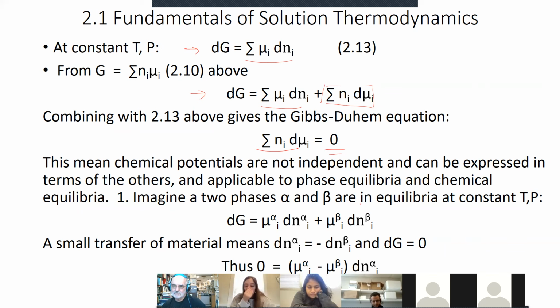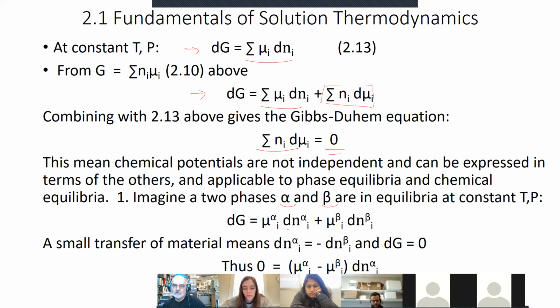Imagine a 2-phase system, phase alpha and phase beta, and these are in equilibrium with one another at constant temperature and pressure, so those derivatives fall away. Using this equation up above, the change in free energy is equal to the chemical potential of this component in phase alpha times dNi in phase alpha plus the chemical potential of i in phase beta times dNi beta. And then they use this thought experiment.